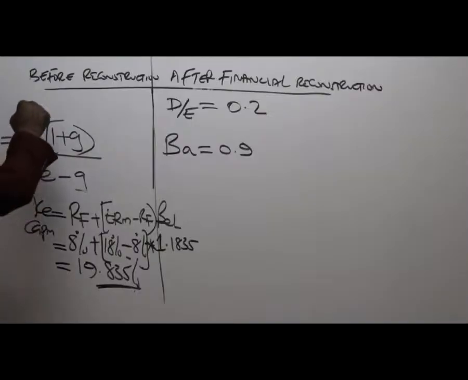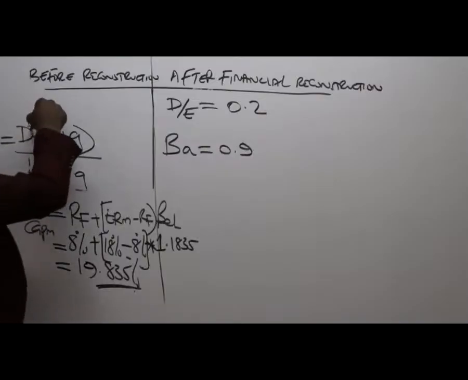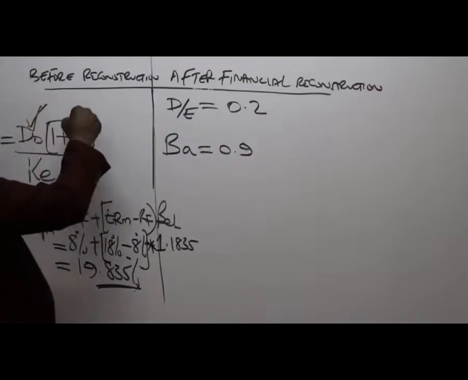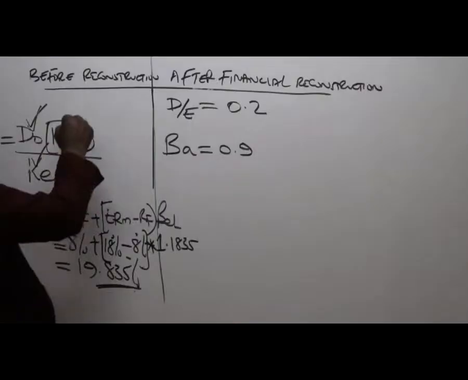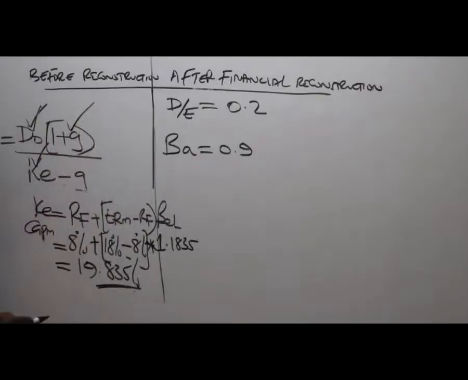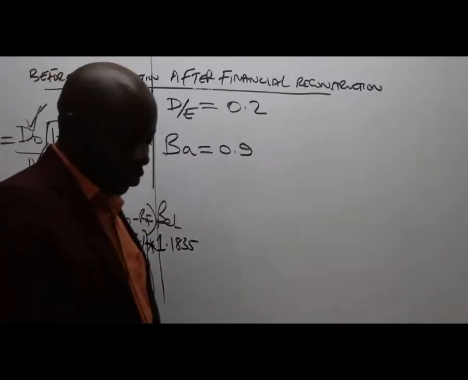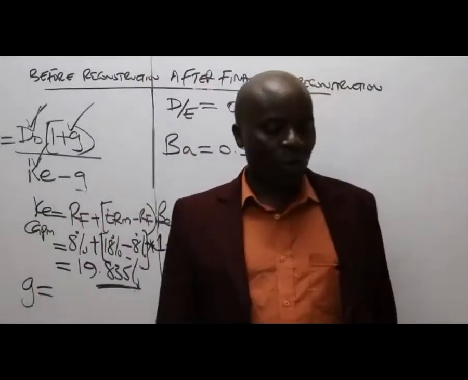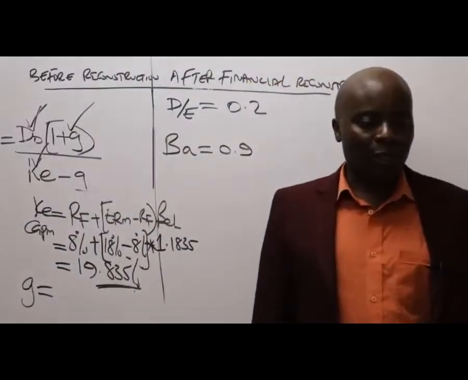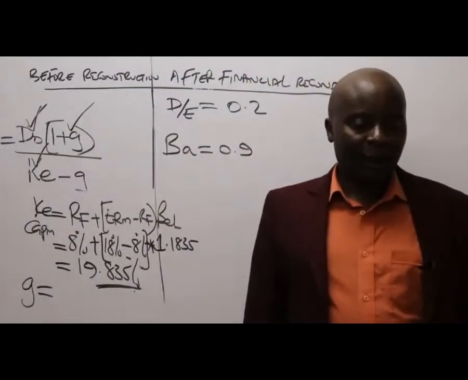Now I have this, or I'll be able to get it very easily, but I don't have the growth rate. Is there somebody who can compute for me the growth rate? Please try computing the growth rate.